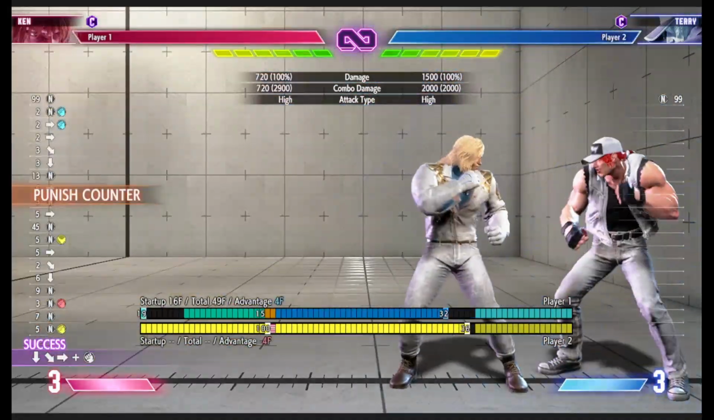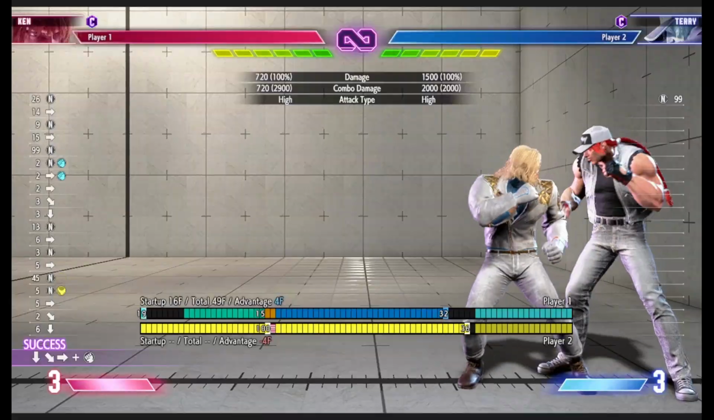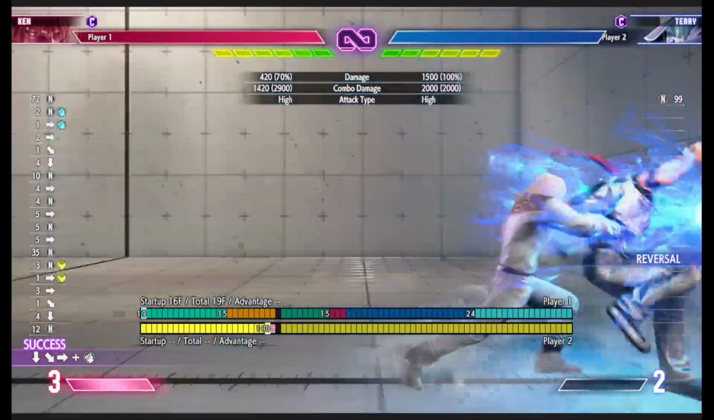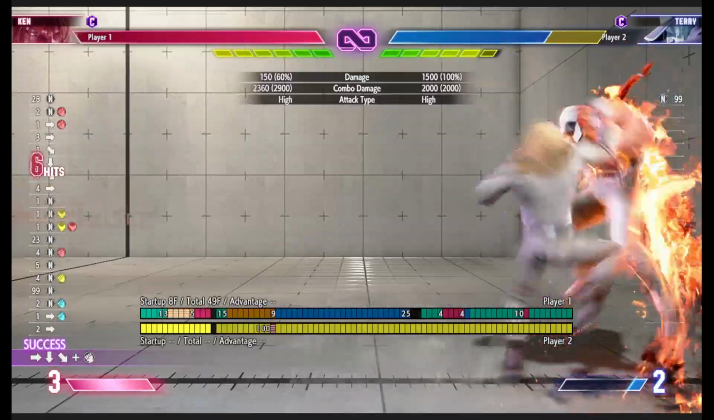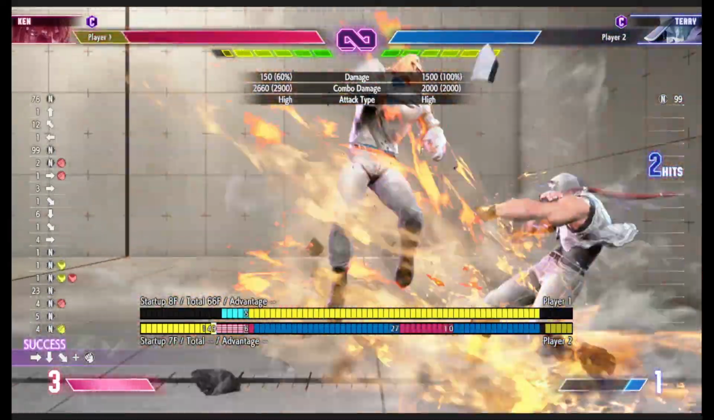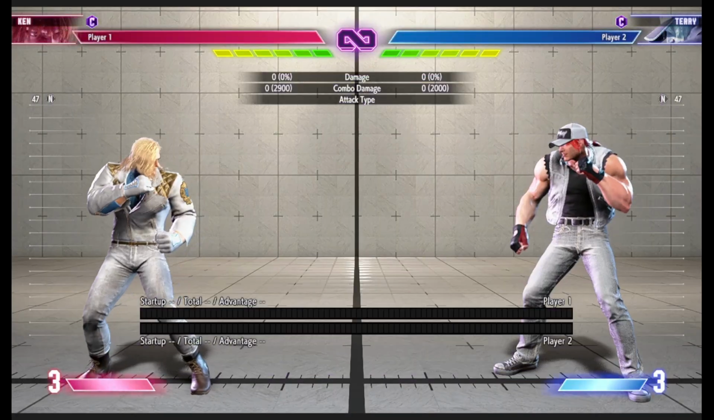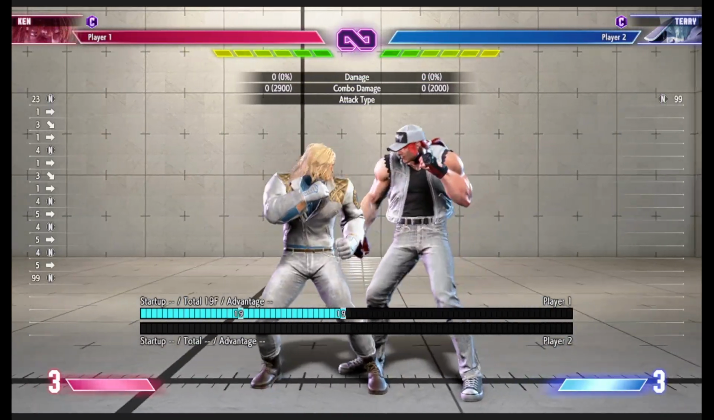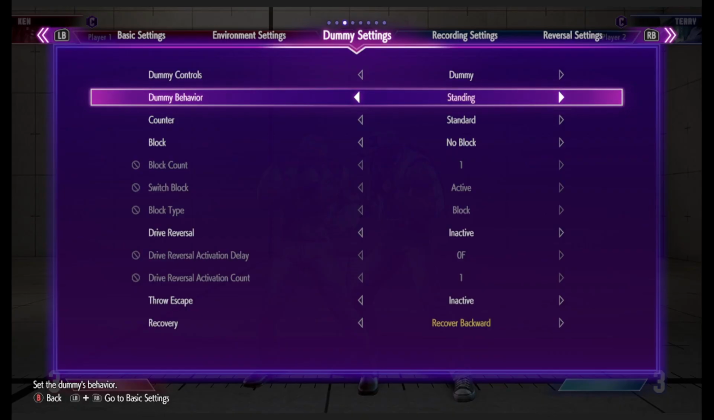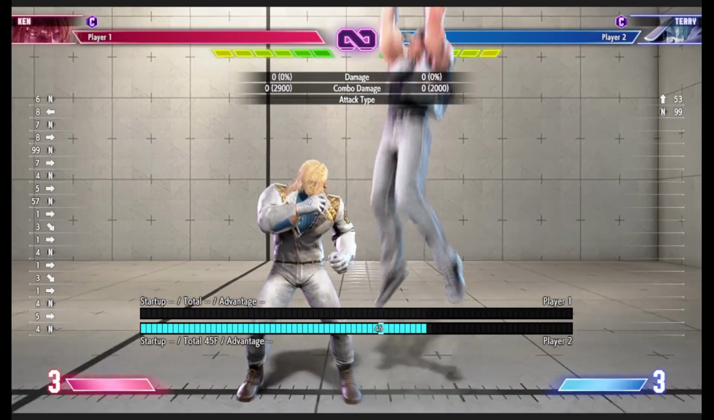Instead, he eats the projectile. And if you do it correctly, it not only hits him, but I get a whole combo because he decided to wake up and do level 1. Some moves are throw invincible. If I have him just jump.